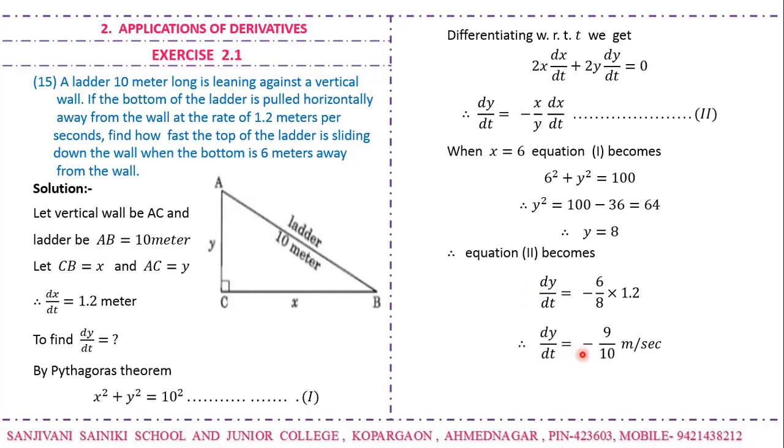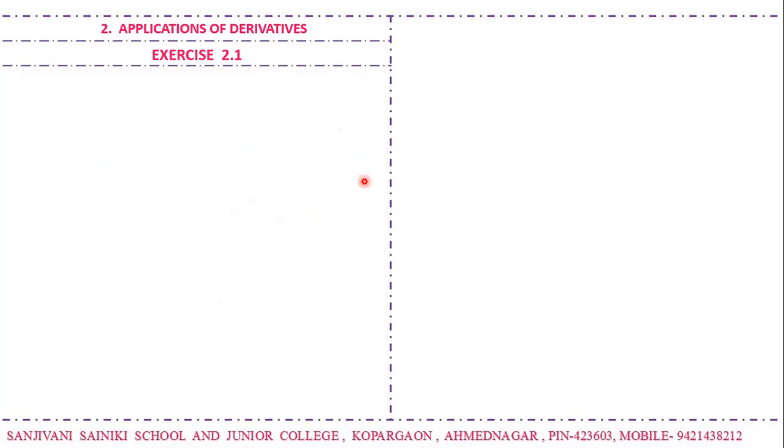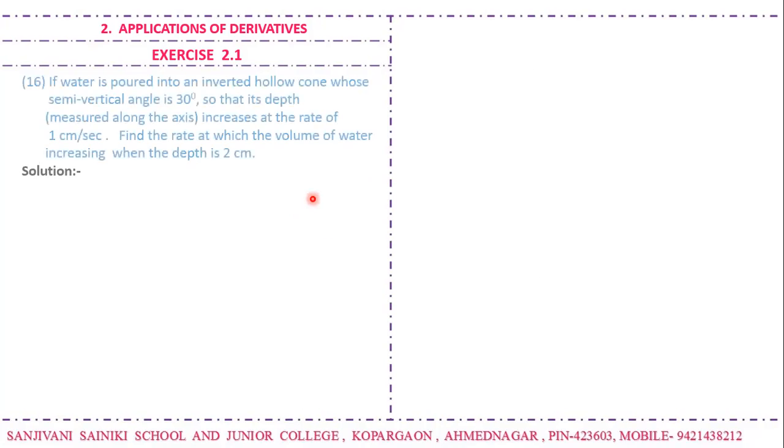So in equation 2, we will put the value. dy by dt is equal to minus 6 by 8 into 1.2, that is minus 9 by 10, that is 0.9 meter per second. So the top of the ladder will go down at the rate of 0.9 meter per second. So for 1 second it will move 0.9 meter, that means approximately 1 meter. We can say that it is moving down approximately 1 meter.